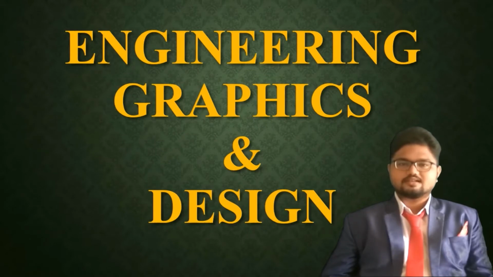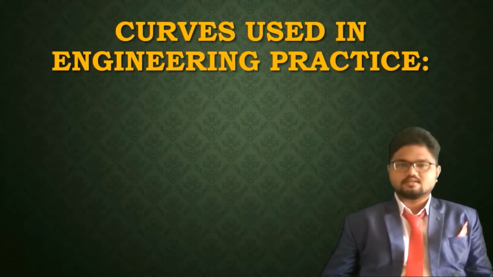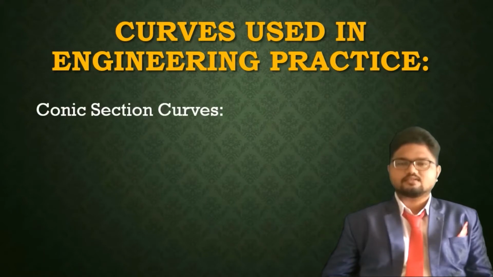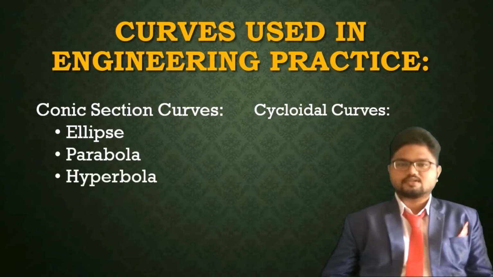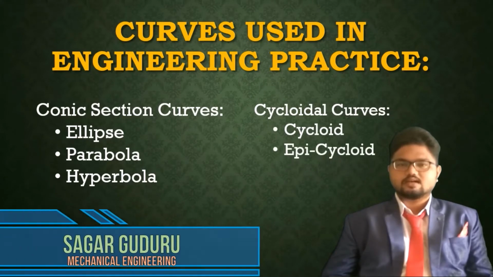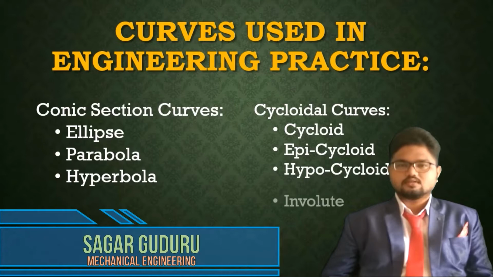Today we are going to discuss the engineering graphics and design subject, one important topic called conic sections. The curves used in engineering practice is a syllabus coverage, and we have conic section curves and cycloidal curves. So what are conic section curves? How many are there? Conic section curves are generated by the cone when it is cut into different cross sections. First one ellipse, second one parabola, and the third one hyperbola. And if you talk about cycloidal curves, first one is cycloid, epicycloid, hypocycloid, and involute. So these are the total 7 curves we have to discuss.